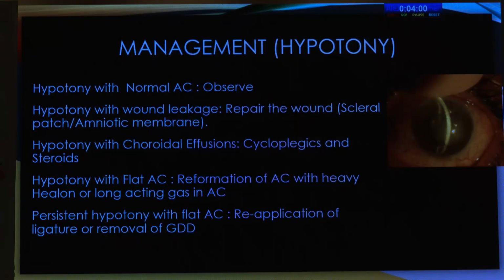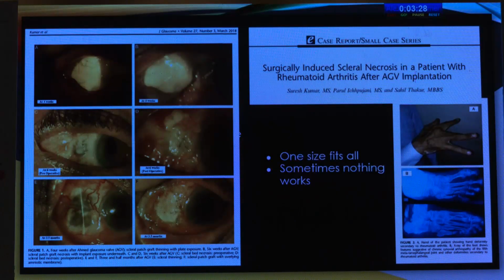Management of hypotony is more serious as compared to trabeculectomy. If hypotony is there with a normal chamber and your endothelium is not threatened by the tube, then you can observe. If there is wound leakage, you repair it. If it's choroidal effusion, then steroids and cycloplegics, and sometimes you need drainage. If there is hypotony with a flat chamber, you have to reform the chamber. And in persistent hypotony, sometimes you have to apply a ligature or you have to remove the implant.